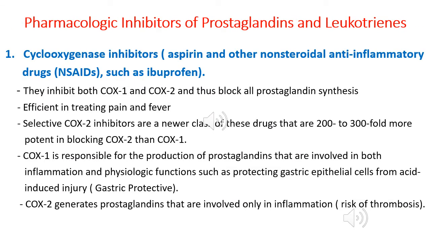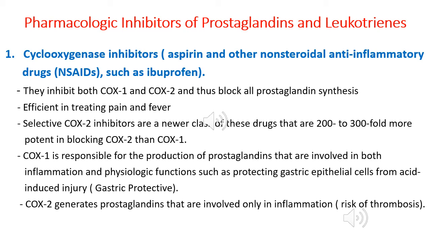Now, what are the pharmacological aspects of these chemical mediators of inflammation? We do have the hormonal inhibitors of prostaglandins and leukotrienes. As we said, a good and better understanding of all these arachidonic acid metabolites has facilitated the discovery and formulation of specific antagonists or inhibitors of these mediators.